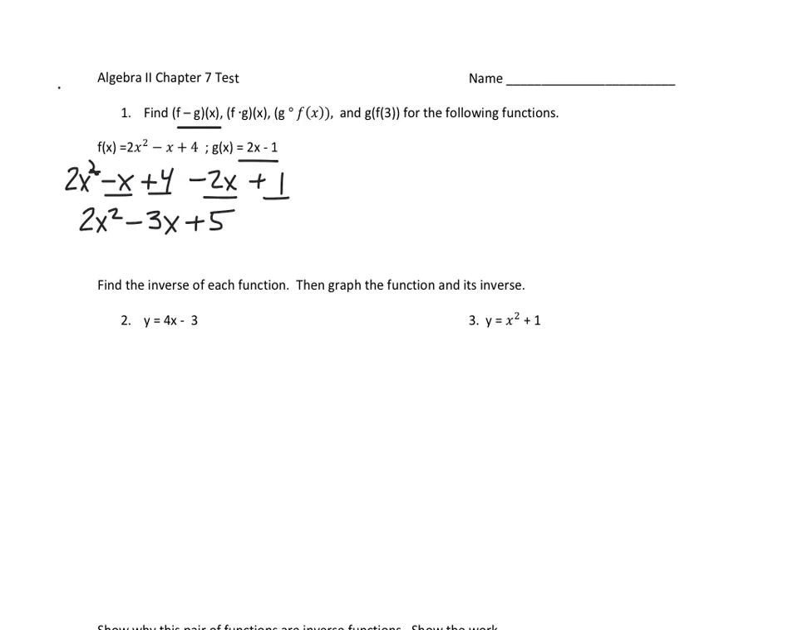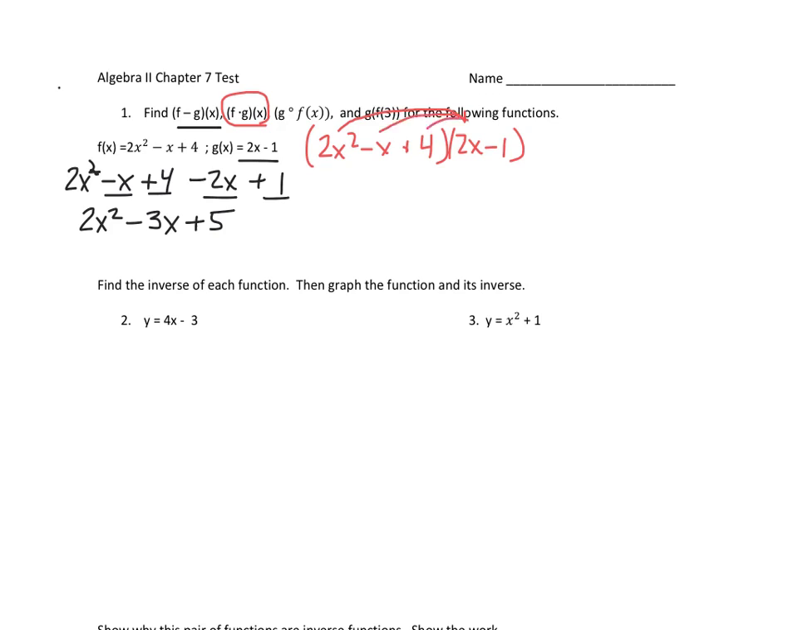The next problem is multiplication. When I am multiplying, because of the closed dot, I'm going to take 2x squared minus x plus 4 and multiply that by 2x minus 1. Here we're going to just distribute. I can do this in any order. What I'm going to do is run everything through the 2x.